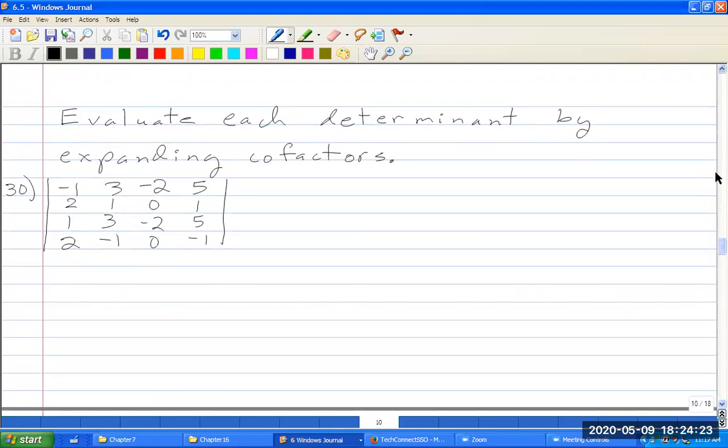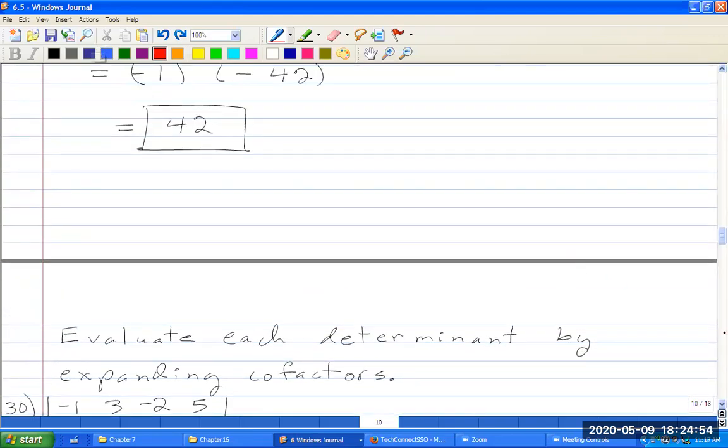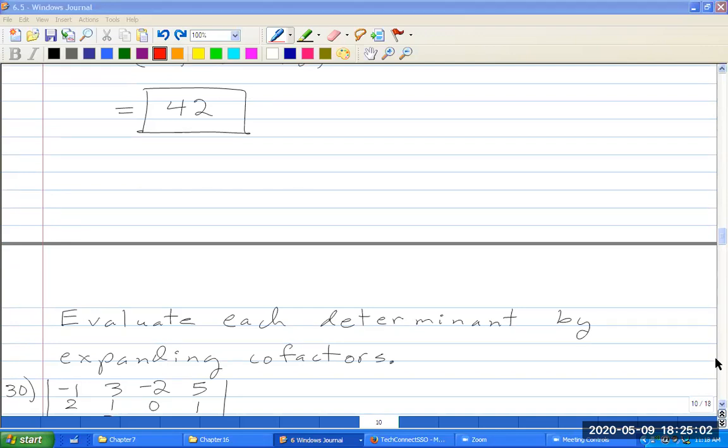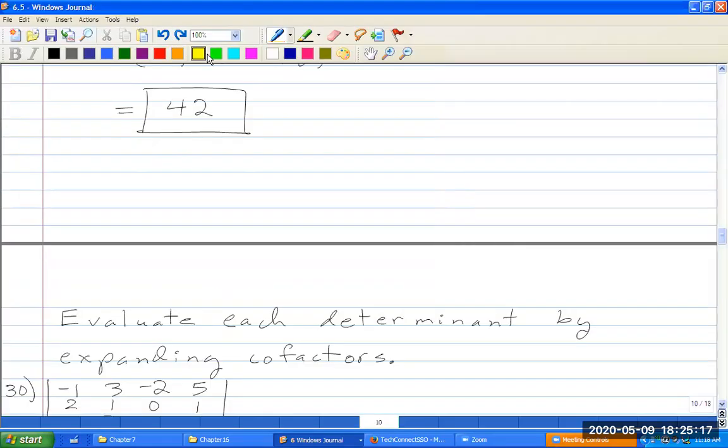Evaluate each determinant by cofactors. So let's evaluate this. First what I want to do is, whoa, what in the world are you doing? It has a little bit of a mind of its own. Sorry, my things are going a little bizarre on the computer. Let me get control back of the computer. I'm not moving, but things are moving. Wait one second. Okay.